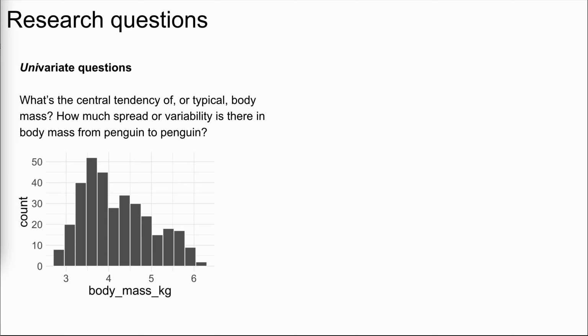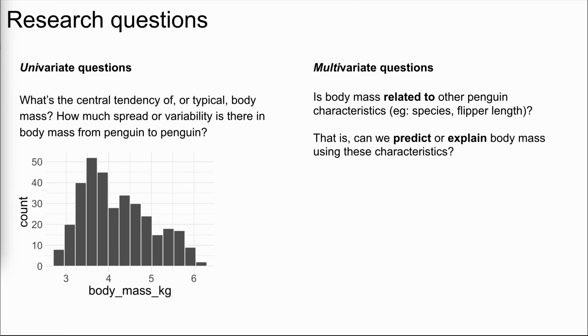The next natural follow-up question is, why does body mass vary from penguin to penguin? Is it related to other penguin characteristics, such as species and flipper length? Might we predict or explain body mass using these characteristics? The questions here are multivariate in nature. They get to the relationship between body mass and other variables, not just the univariate behavior of body mass alone.